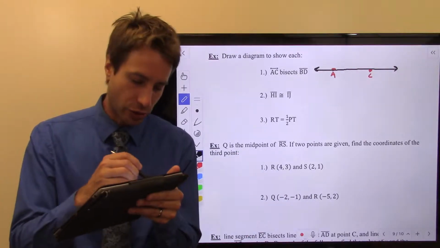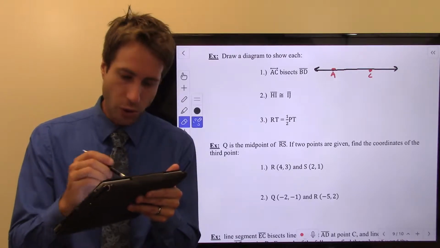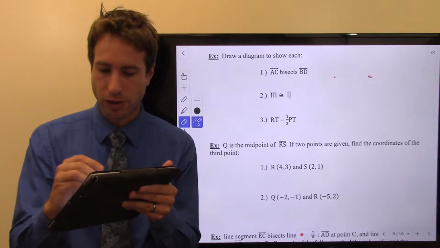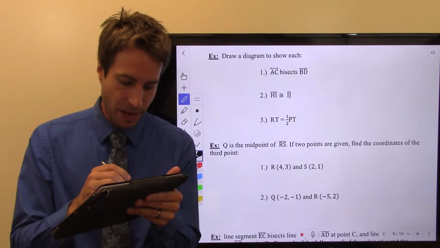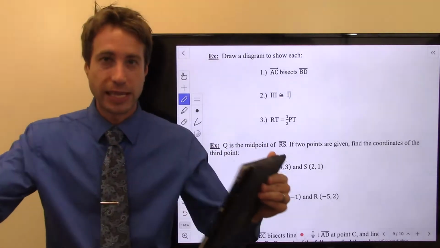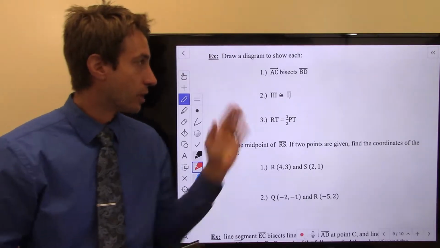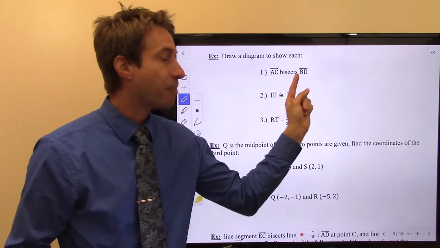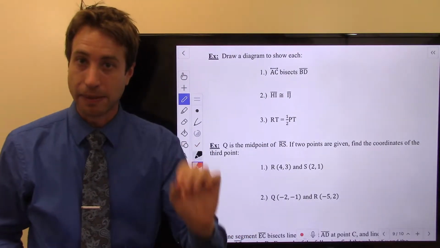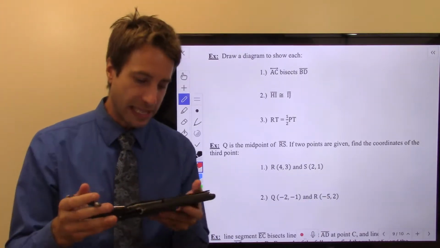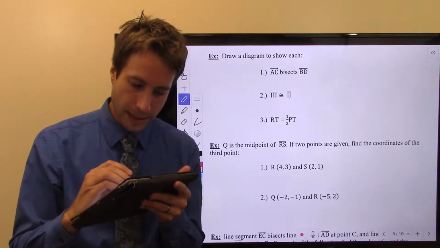Actually, let me do this. I should have read the whole thing before I started drawing. I apologize, my bad. And I would suggest that you make sure you read the entire statement before you start drawing your diagram. So let's read the whole statement. Line AC bisects line segment BD. So let's start with BD. Here's my line segment BD.